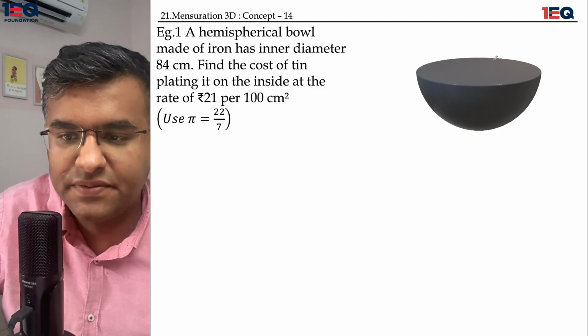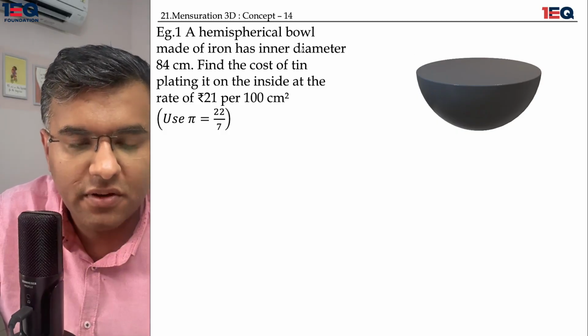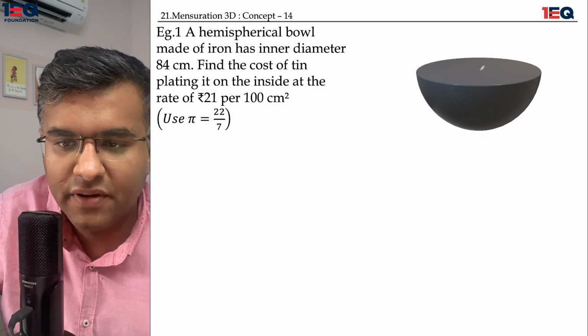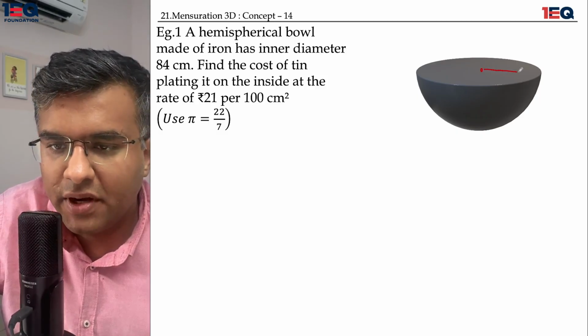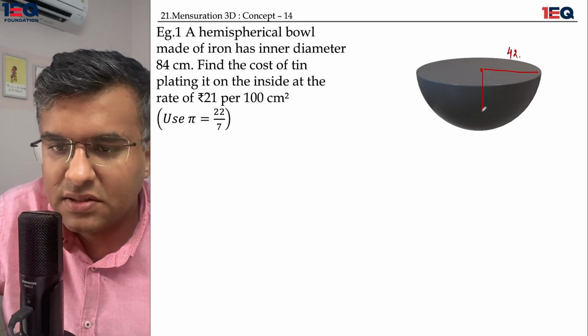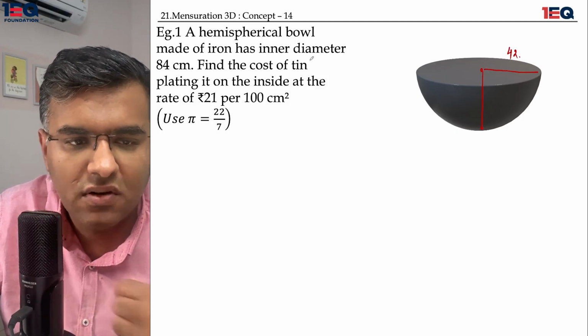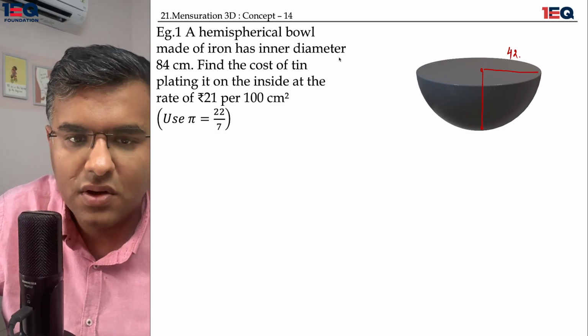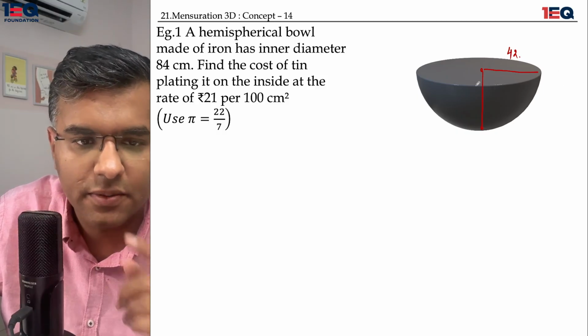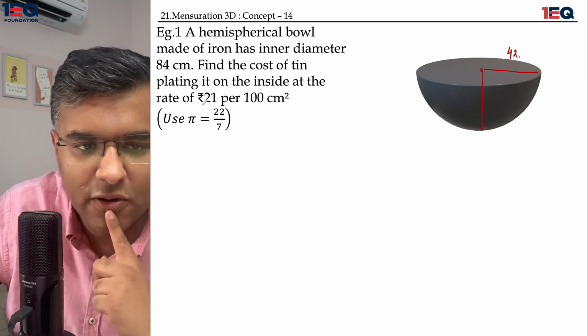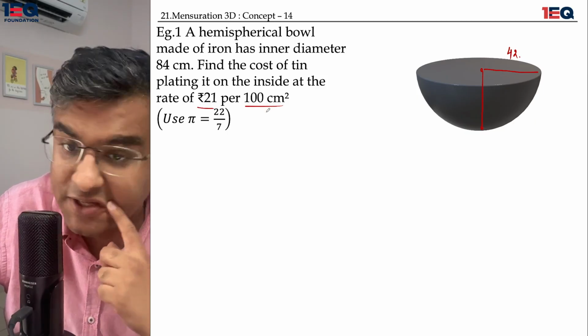We have this hemispherical bowl, and it's made of iron, and it has an inner diameter of 84. The inner diameter of 84 means an inner radius of 42. This inner radius is valid everywhere inside it. The cost of tin plating it on the inside at rupees 21 per 100 centimeter square is what?